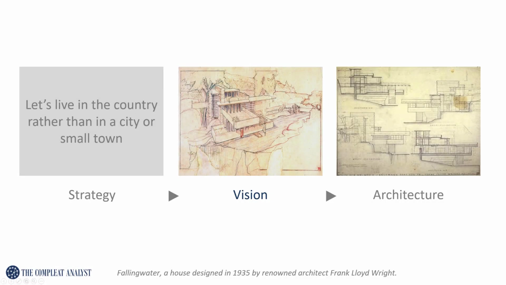So now let's get back to the operating model vision. You may remember from another video linked below that a vision typically follows a definition of strategy and then precedes the creation of a more detailed architecture. As you can see from this example, the vision is a first sketch of the architecture. So how might this look for an operating model vision as opposed to a house?